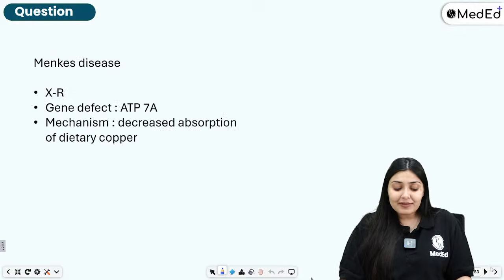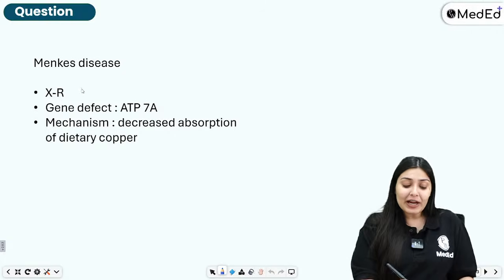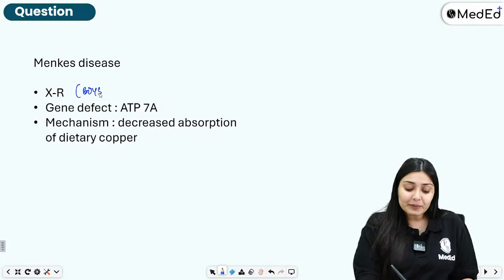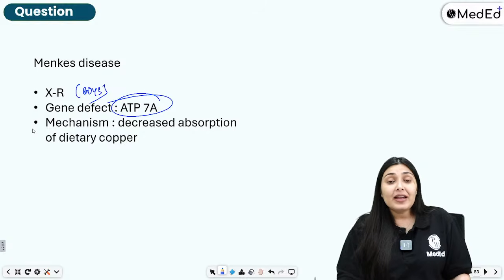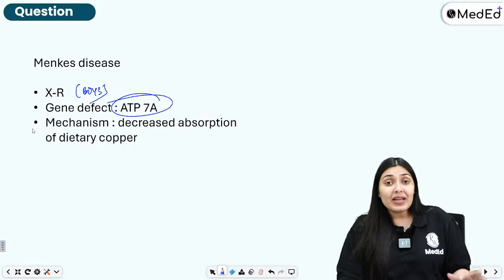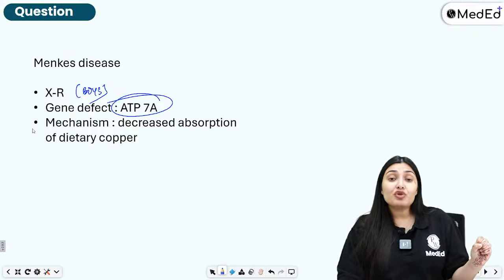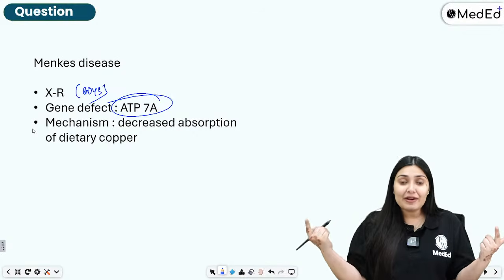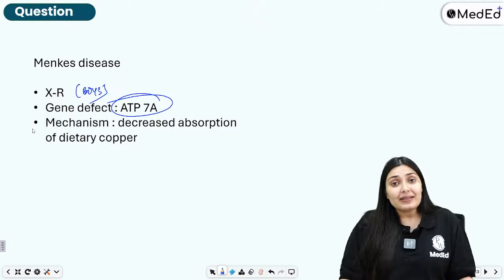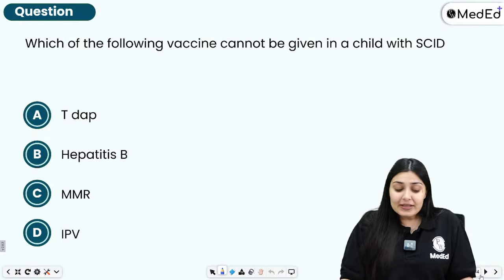So let's have some words about Menkes disease. It is an X-linked recessive condition, so that means boys would be more prone. The genetic defect here is in the ATP7A gene, right? Because of this problem, what happens? There is problem in the absorption of copper from the gut. That's why there is copper deficiency. And this child has characteristic kinky hair pattern, neuropathies. This is Menkes disease. Let's move to the next question.